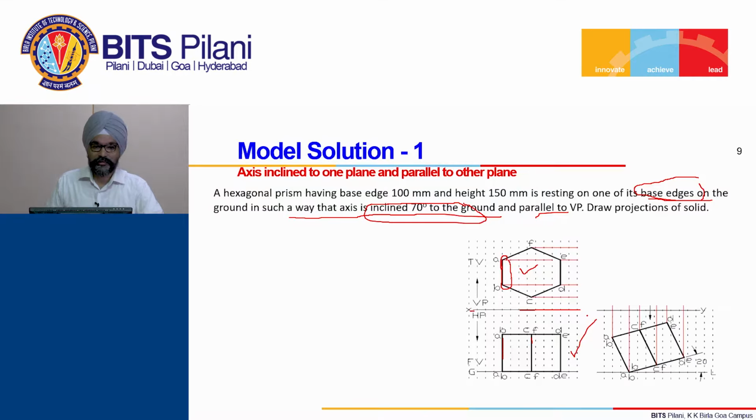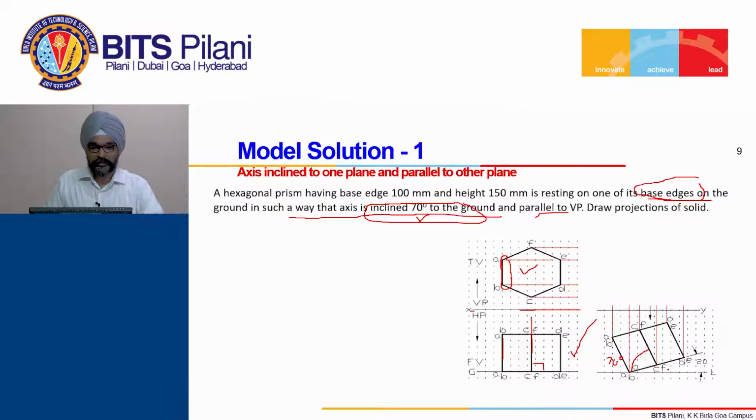Now, the next stage is to fulfill the next condition. The other condition is that we have to incline the axis at 70 degrees. Currently we have taken the axis at 90 degrees. So, this axis is at 90 degrees, and finally it has to be changed to the required angle. So, you can see now we have made this angle 70 degrees.